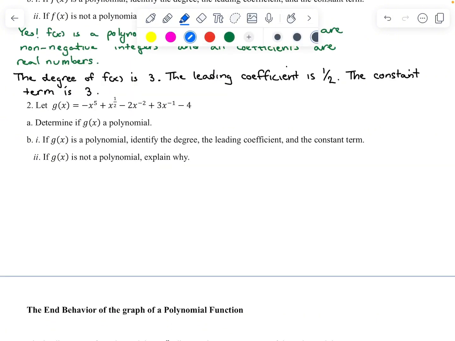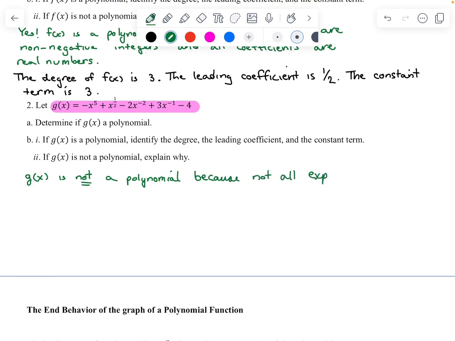In this example, we have g of x is equal to negative x to the 5th power plus x to the 1/2 power minus 2x to the negative 2 power plus 3x to the negative 1 minus 4. And we want to determine if g of x is a polynomial. Well, in this case, g of x is not a polynomial because not all exponents are non-negative integers.